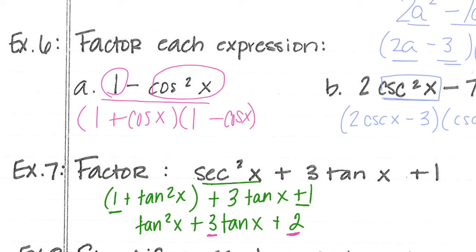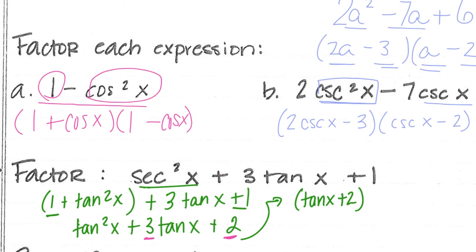They multiply to be 2. They add up to be 3. So I know that this can continue to be tan of x plus 2 times tan of x plus 1. Nice, and that's the answer. All right, let's do one more.